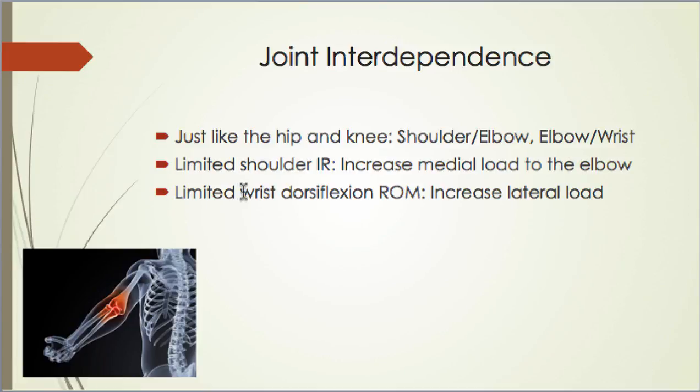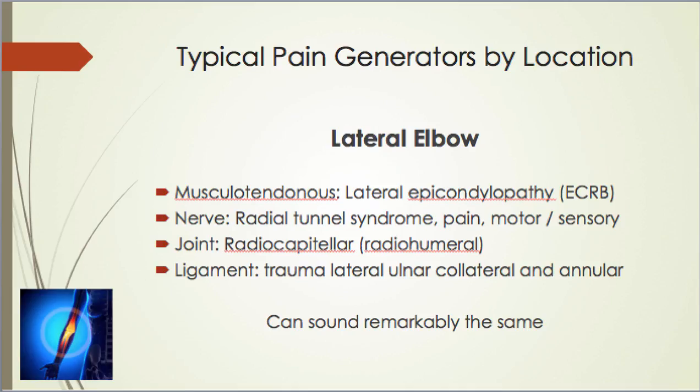Additionally, you'll see this in the folks that do desk work at computers a lot. Folks that have limited wrist dorsiflexion range of motion tend to have increased problems with the lateral joint at the elbow. With tendinopathy, it increases the load on that side to the muscle. So what happens along that chain, just like what happens along the chain in the lower extremity, is important. All right, now we're going to talk about typical pain generators by location.